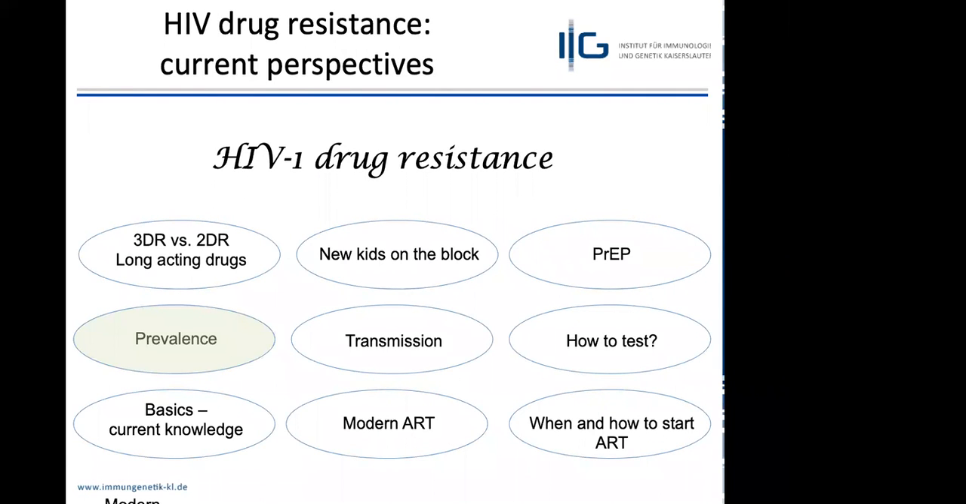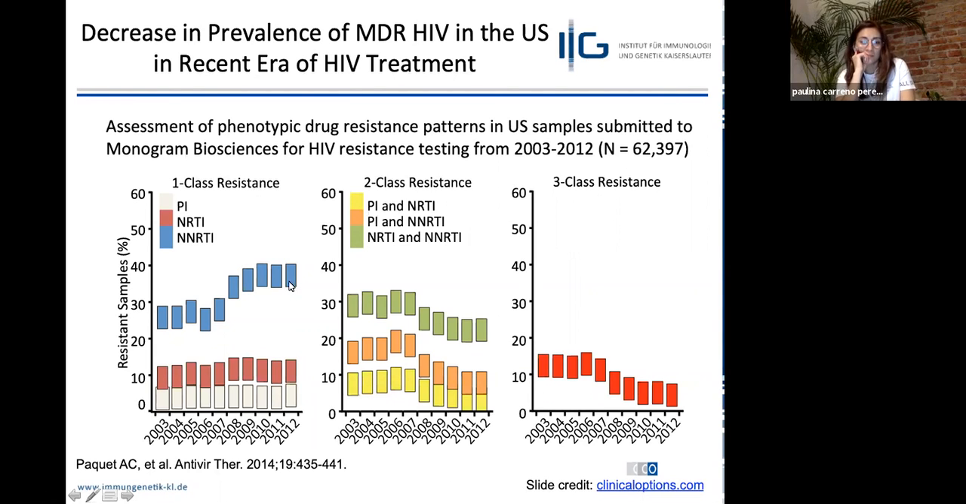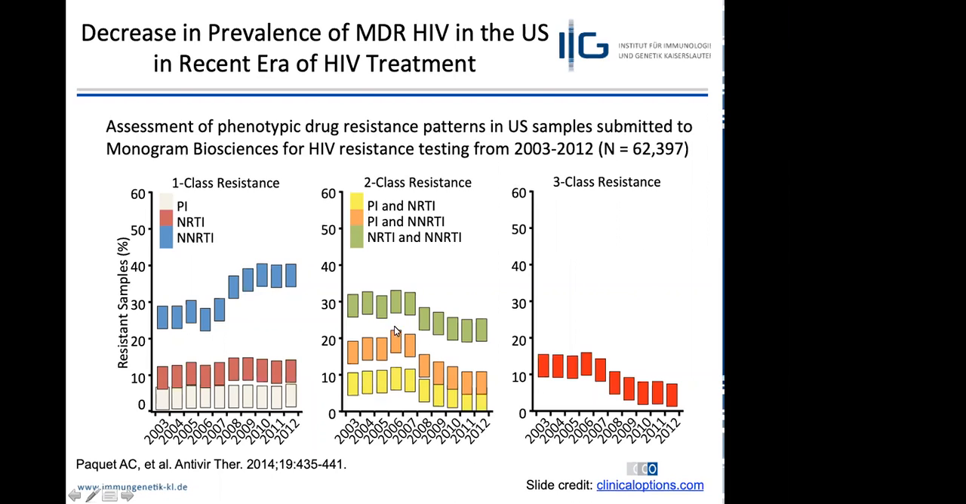So this is already what was important as basics, but talking about HIV drug resistance is also about talking about prevalence. And you do see the prevalence of drug resistance to one class only. And you do see that even in modern times, the drug resistance to NNRTIs is still there. But you do see, on the other hand, that multiple drug class resistant viruses are decreasing.